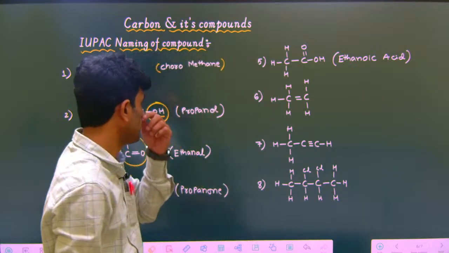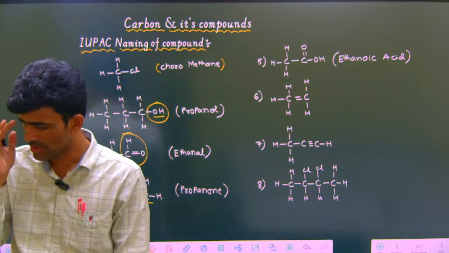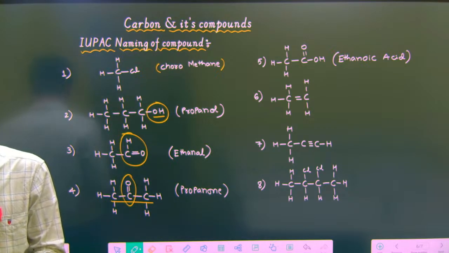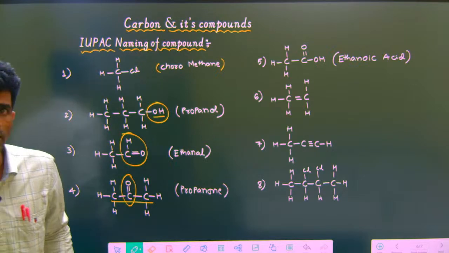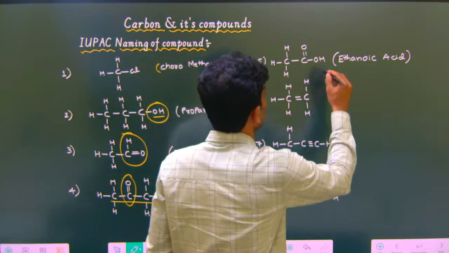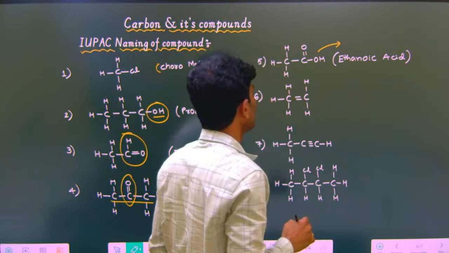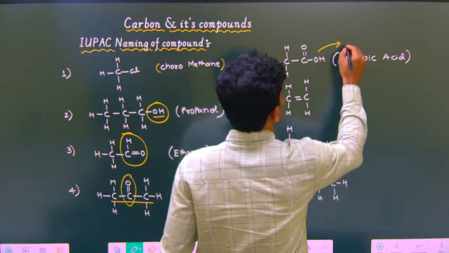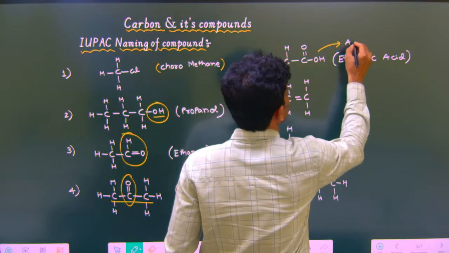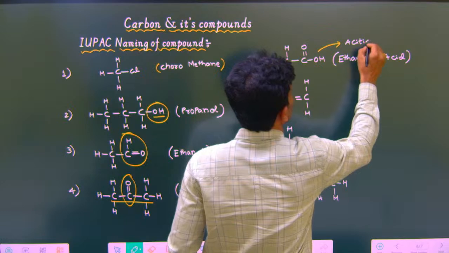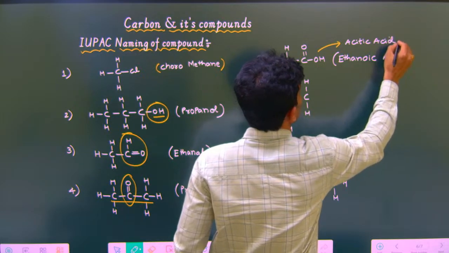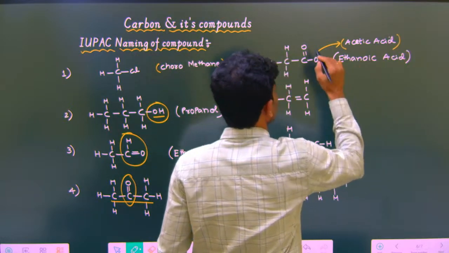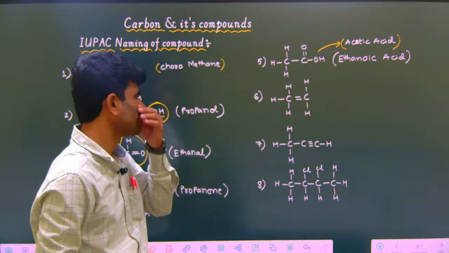Ethanoic acid. This is the IUPAC name. Can you answer what is another name of it? One more name we have. This is one of the important carbon compounds in our class 10. Another name is acetic acid. I don't know whether the spelling is correct or not. Acetic acid is another name of this one, CH3COOH. Ethanoic acid or acetic acid.